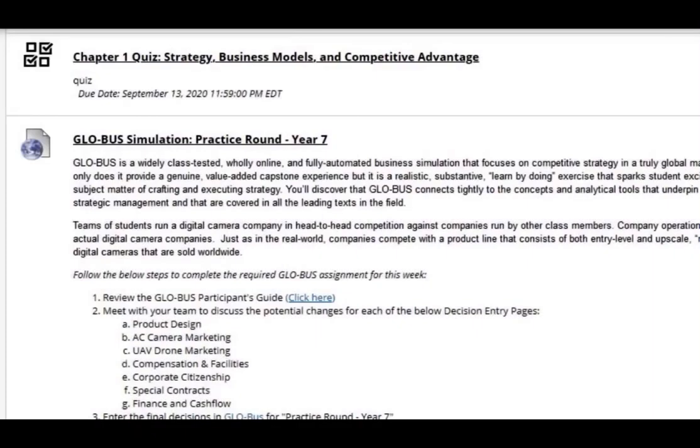Next, we have the Chapter 1 quiz, which will be 25 questions, multiple choice. You'll have 40 minutes to complete it, and you will also have 2 attempts at the quiz.